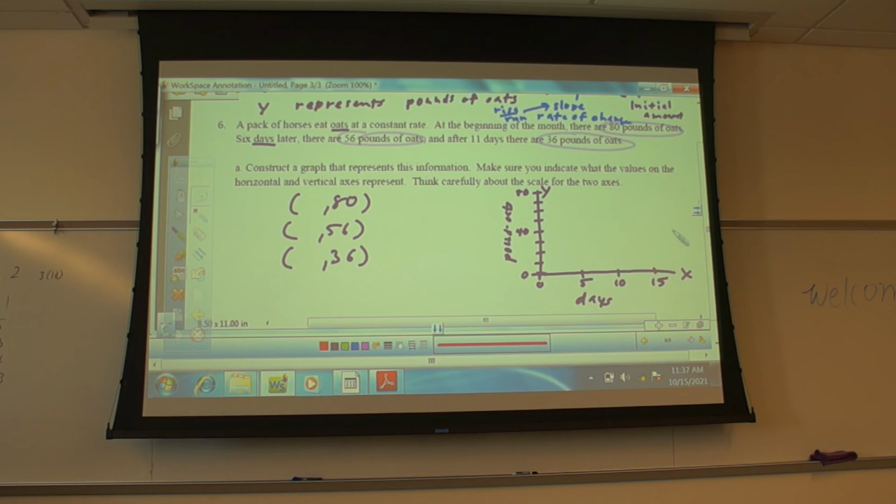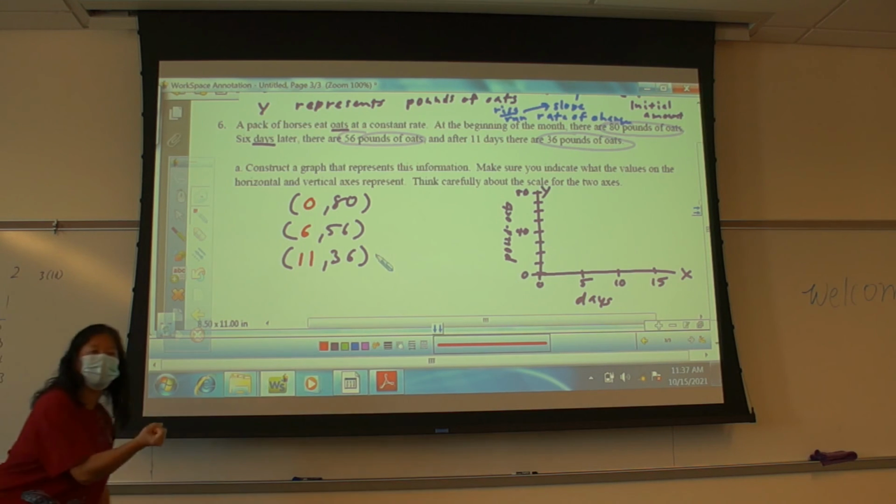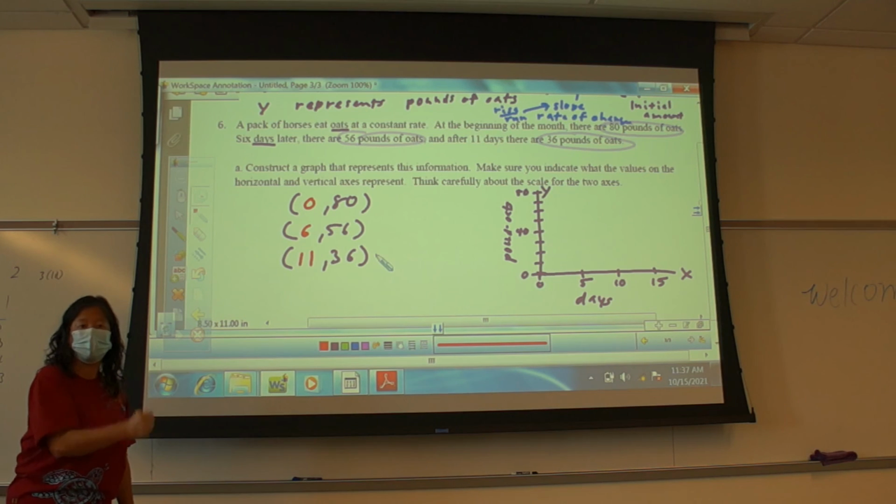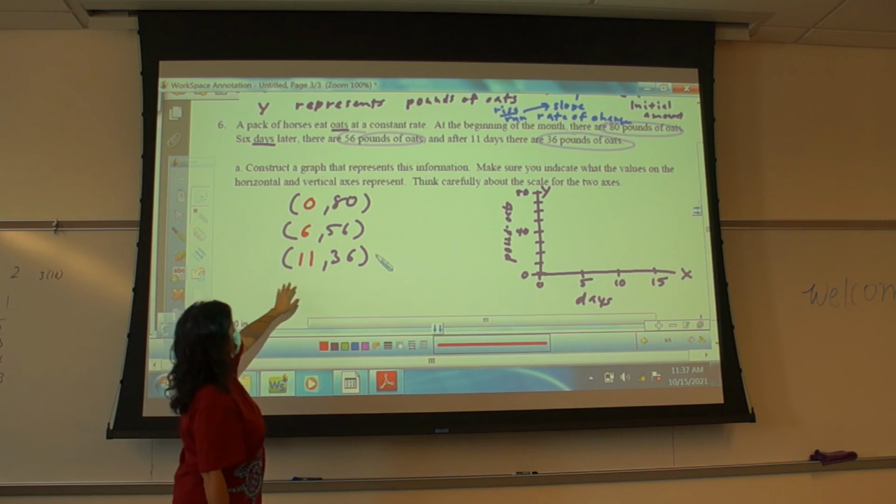And then probably give me one. 6 and 56. Jenna, give me another one. 11 and 36, perfect. Fox, give me the last one. 80 and 0, and 0 and 80, right? Because at the beginning, that's 0, right? That means 0 days. Good. Perfect. So then graph your 3 points.